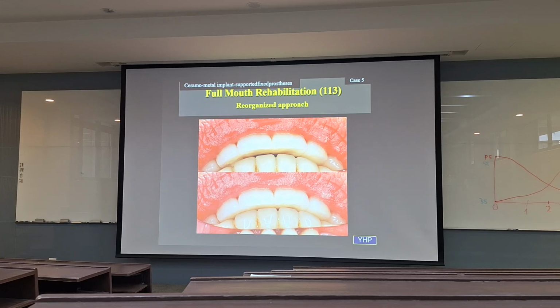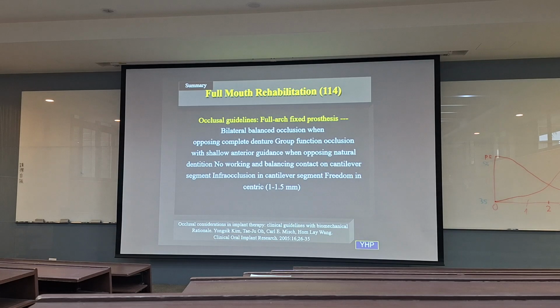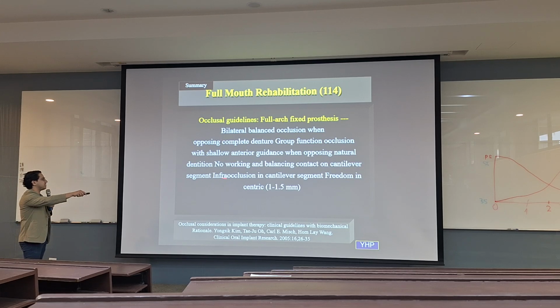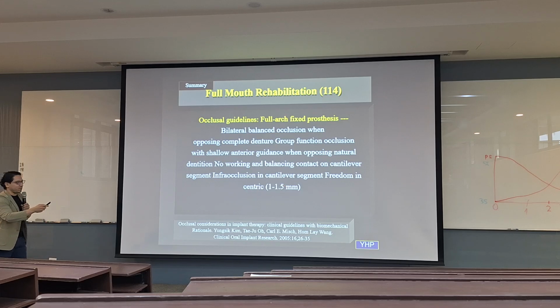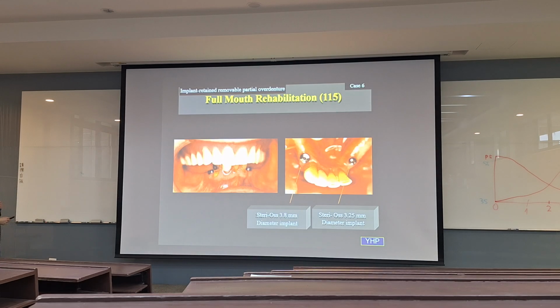Of course, you always need to give some support to the lip. That's the main idea of this kind of approach. Patients can clean and it will stay in place. So we will have a bilateral balance with the opposite complete denture, group function as I just mentioned, and cement-free occlusion, and the cantilever can just be 1 to 1.5 millimeters. That means that we cannot have too much cantilever.